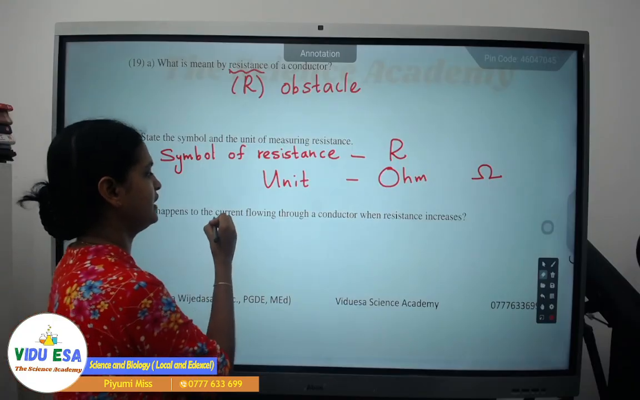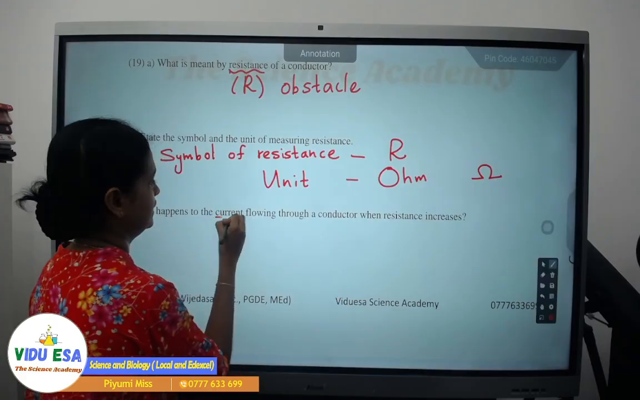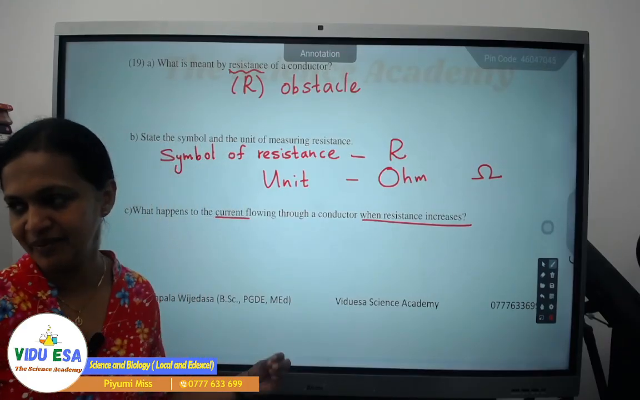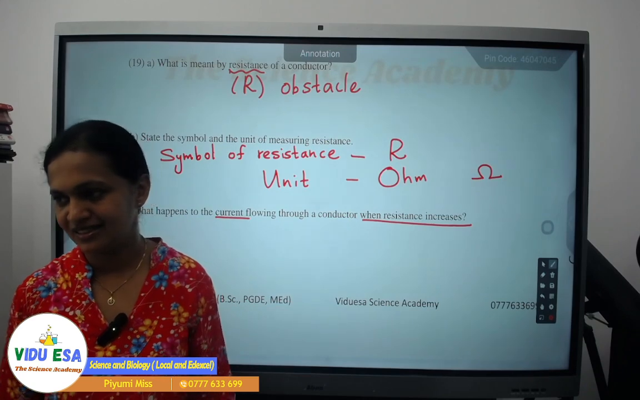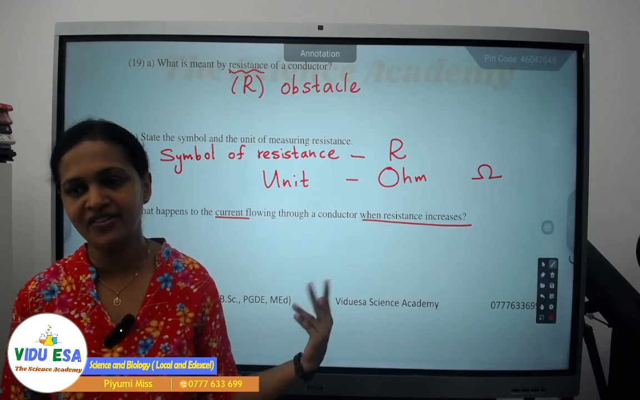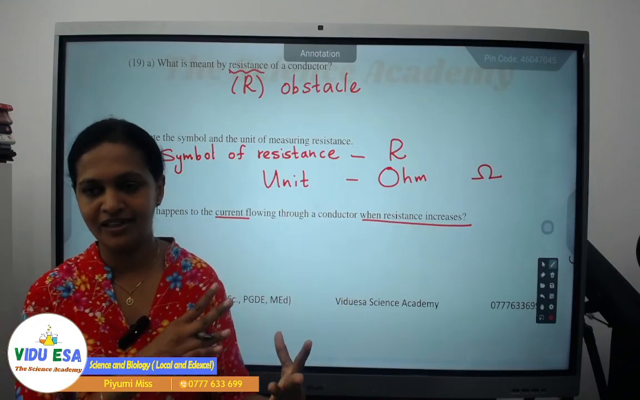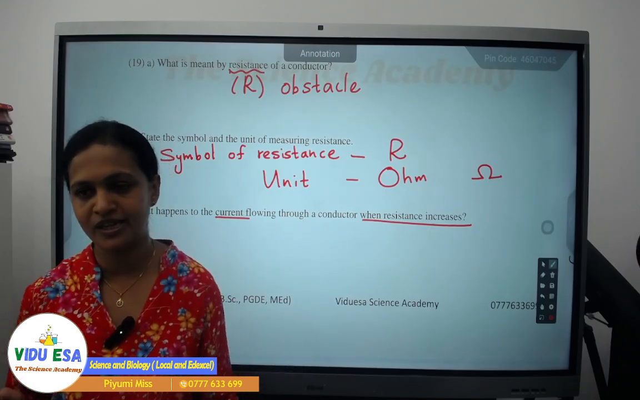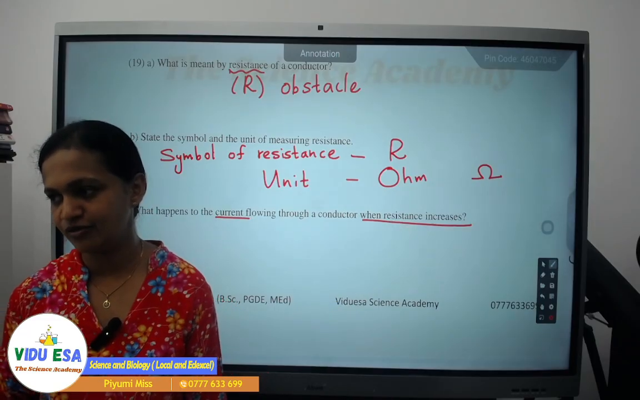What happens to the current flowing through a conductor when the resistance increases? So what happens? The resistance increases. What happens to the current? Current decreases. Very good. Always think, resistance is the obstacle. Once the obstacle increases, the current flow is reduced. Right? Current flow is reduced.